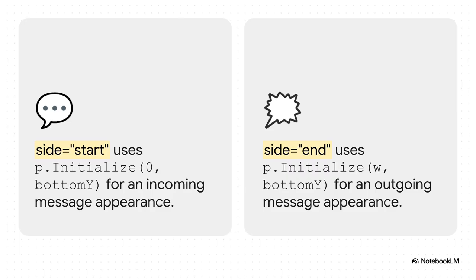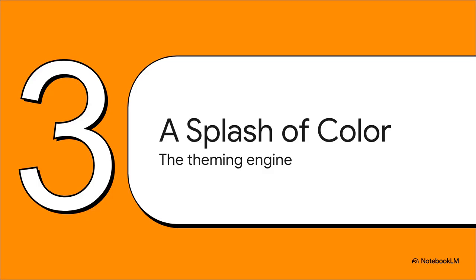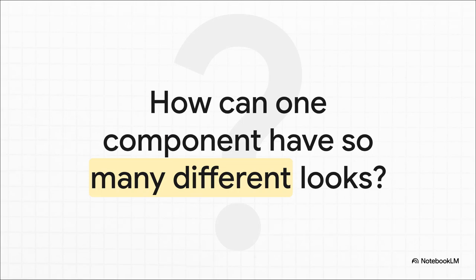That's how it distinguishes your messages from theirs. So we have the components and we've got the shape, but let's be real. A chat bubble has to have style, right? Things like light mode, dark mode, all that stuff, that's all handled by a super dynamic theming engine. And that brings up a great question. How can one little component pull off so many different looks?